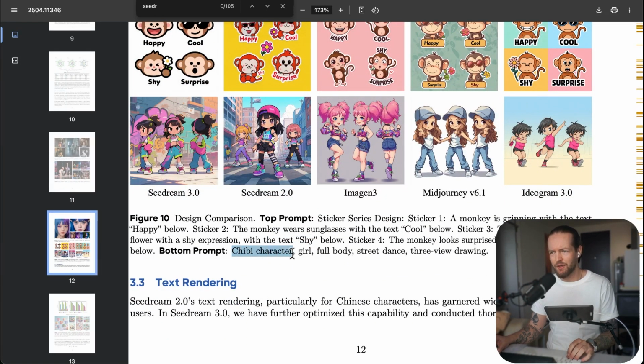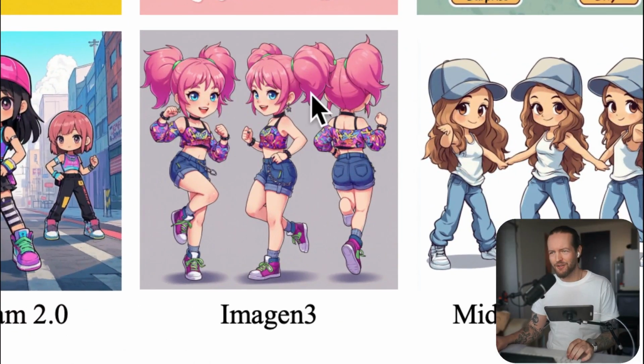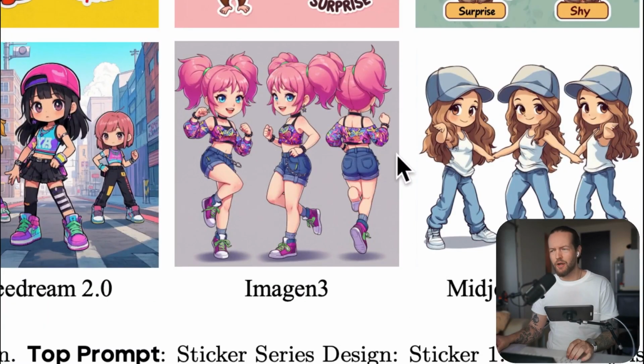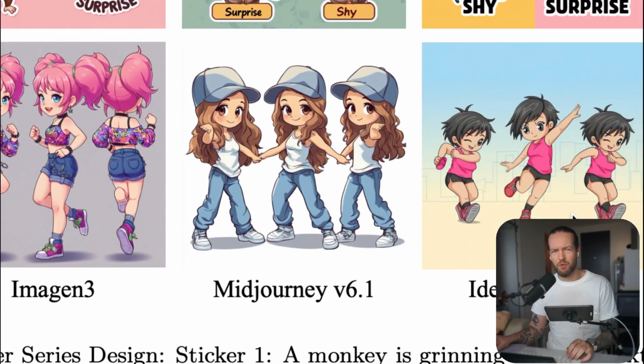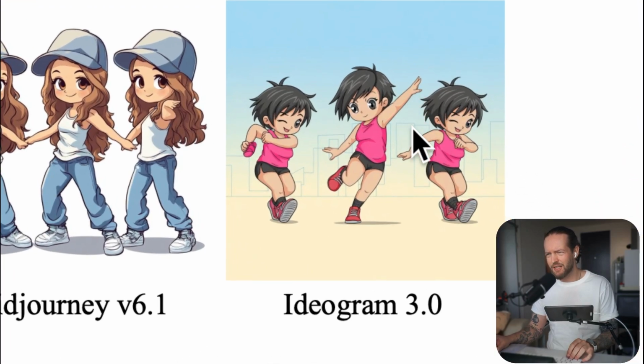Such a cool prompt to test it on, but they also had another design comparison prompt, which is a chibi character, girl, full body, street dance, 3-view drawing. Imagen here as well had a character with pink hair doing all these dances in a 3-view drawing. The same with Midjourney 6.1, you have the exact same characters doing a dance, looking really, really good on this one. Love this design. Ideogram 3.0 as well has a more minimalistic design that looks more cartoony, but the two characters are actually doing the exact same thing, so I don't particularly like that.